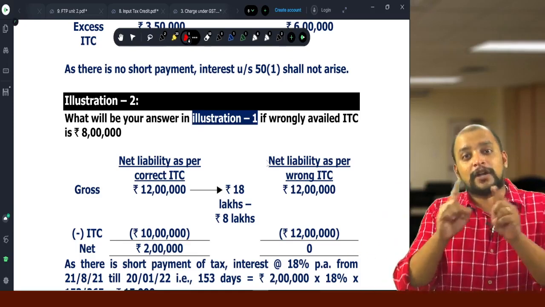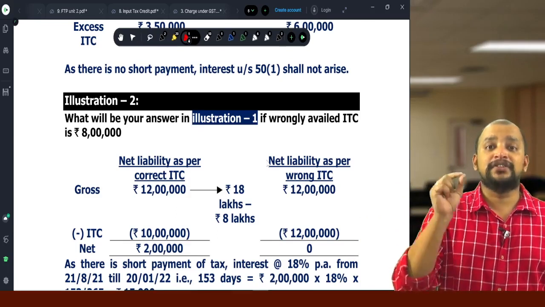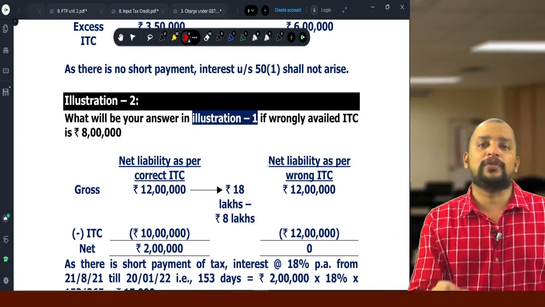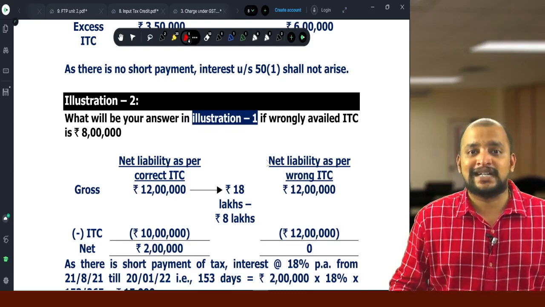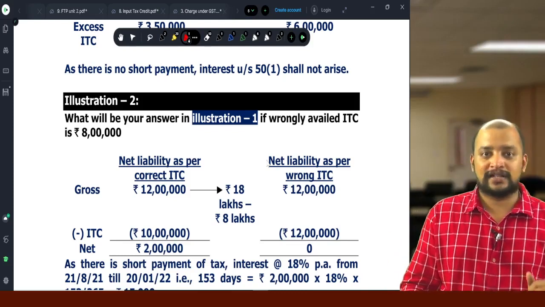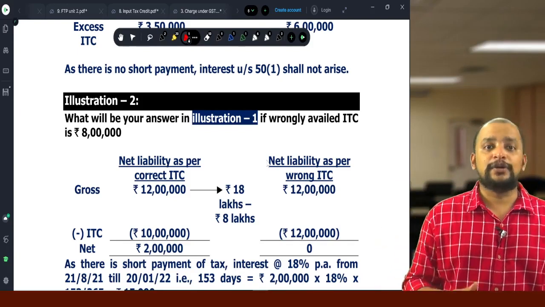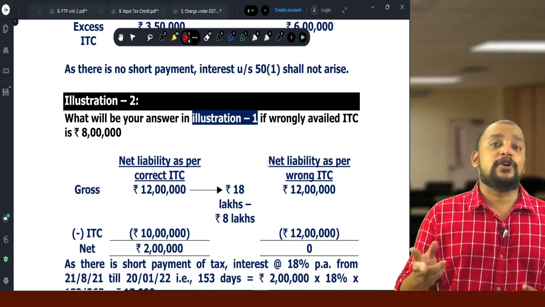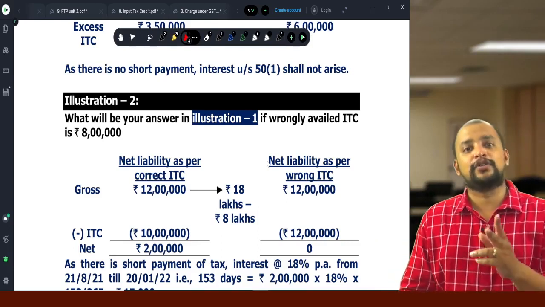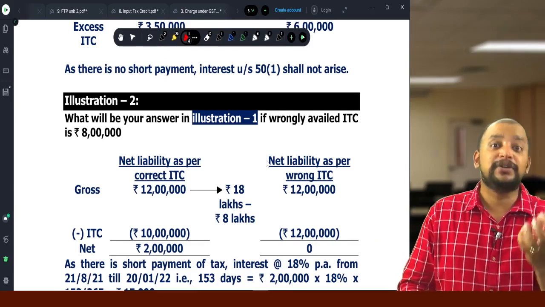What is the short payment of tax because of taking the wrong credit? 2 lakhs. Means we have used ITC only to the extent of 2 lakhs. We did not use the entire 8 lakhs. Because if I had not taken 8 lakhs, my net liability would have been 2 lakhs. Because of taking that 8 lakhs credit, my net liability is 0, which means out of that 8 lakhs, how much have I used for payment of GST? Only 2 lakhs. Therefore, interest is computed only on the wrongly availed and utilized ITC.